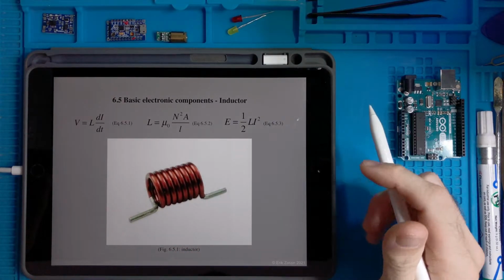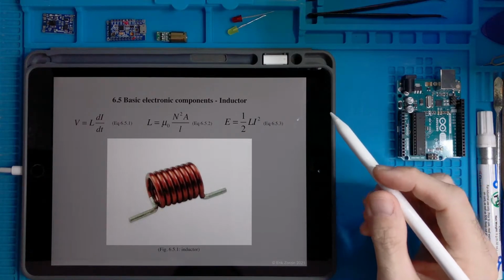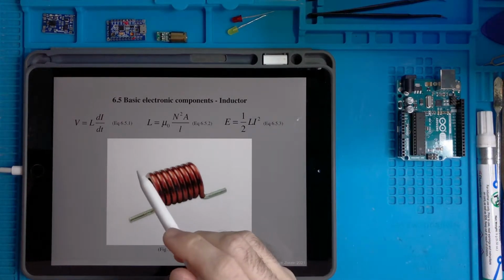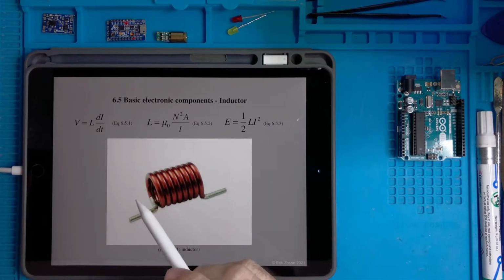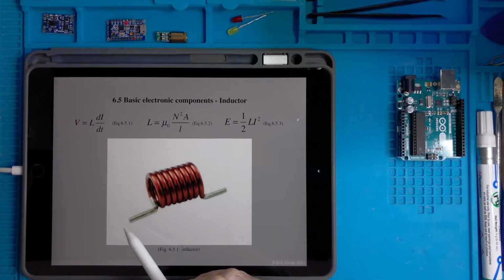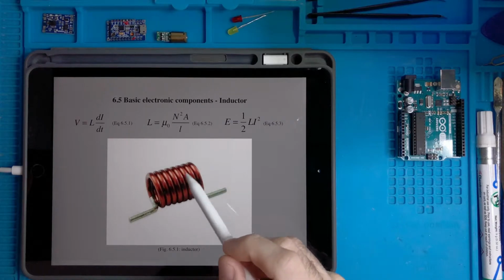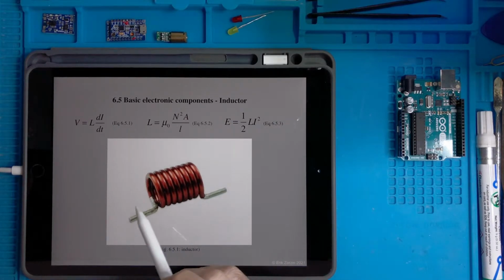Then another basic component is called inductor. So inductors, most of the time they are like this. You see this shape? So this is a real inductor. So there is a piece of metal, it's turned like this as a coil. So inside it's hollow.